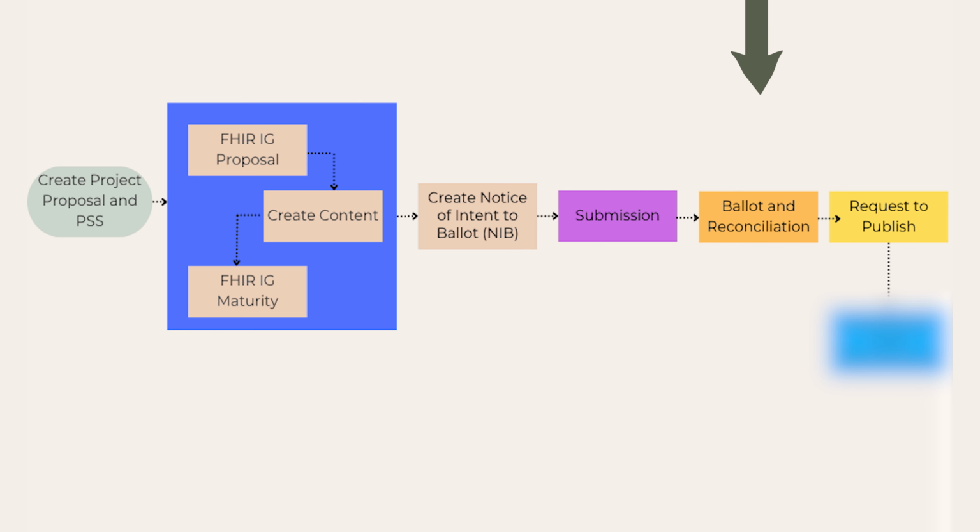Once balloting and reconciliation are successfully completed, a publication request is submitted, reviewed by the HL7 Australia Publication Manager, and passed to the HL7 Australia Board for final approval. Upon publication, the implementation guide enters its long-term maintenance phase, ensuring it remains relevant and useful. During this time, issues can be raised that the responsible committee will assess and resolve for potential inclusion in future versions.